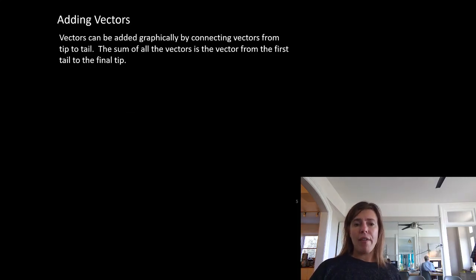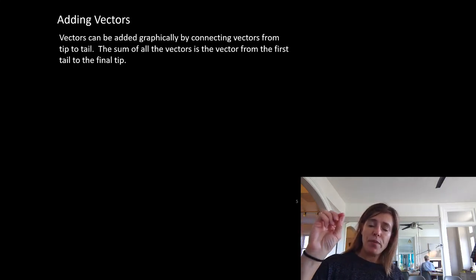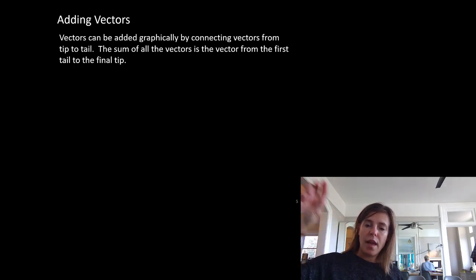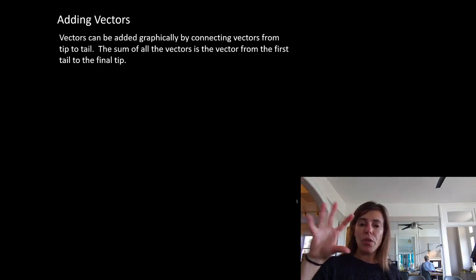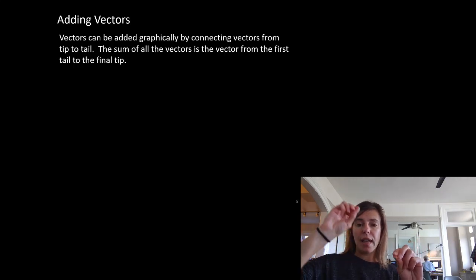Now, adding vectors can be done a few different ways. We can use a graphical method that we call tip to tail. So you start drawing your vectors. If you have a series of vectors, you draw your first one. At the tip of the first one, you put the tail of the next one, and so on until you've drawn all of the vectors that you have. And then you say, okay, my resulting vector, or the sum of all of these vectors, starts at the tail of the first vector and ends at the tip of the last vector.